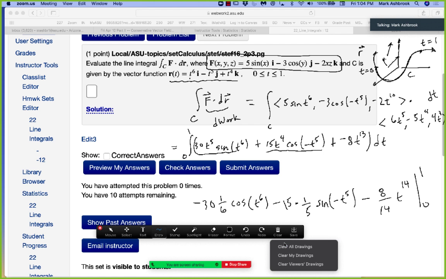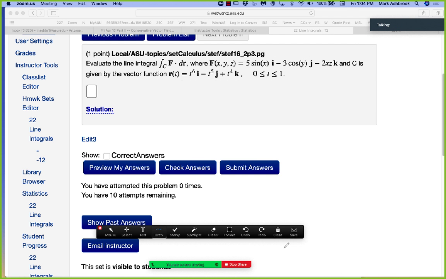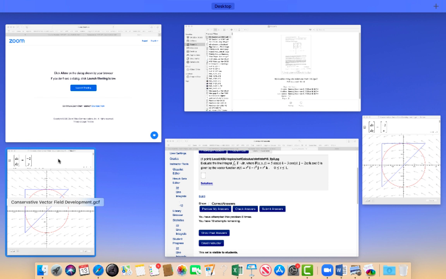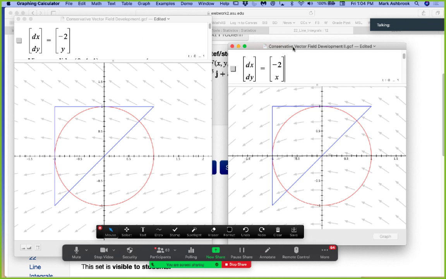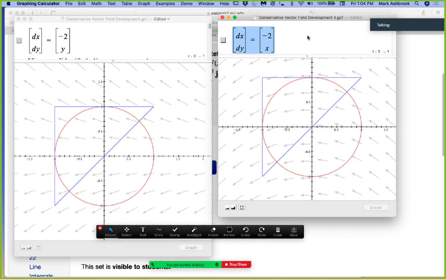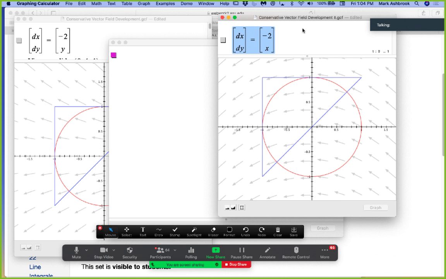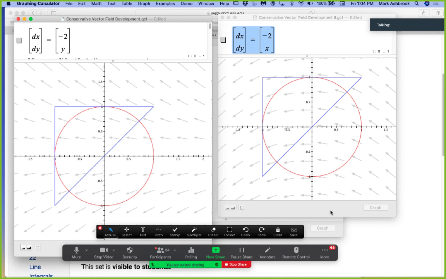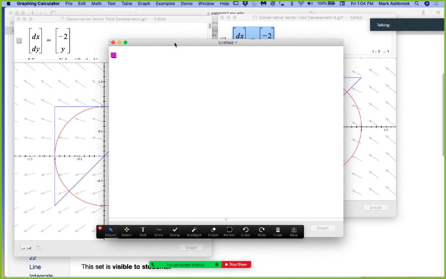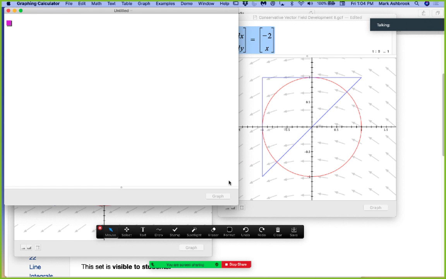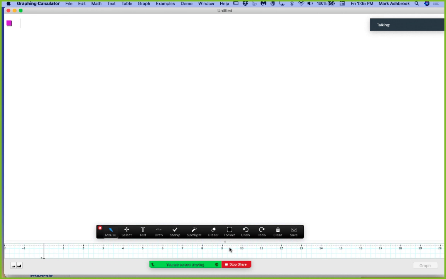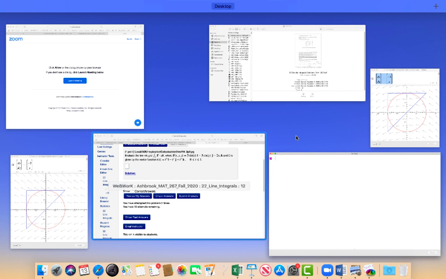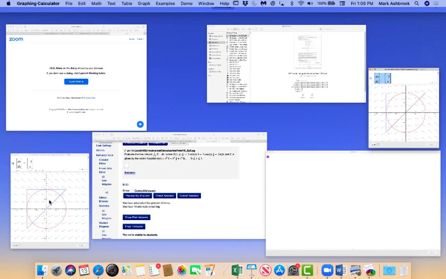Can I erase? Okay, here we go. So I want to take a look at, let's see, these two. That's a white space here.